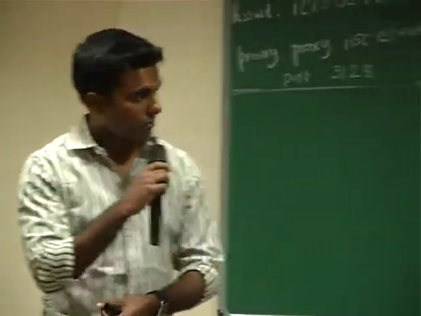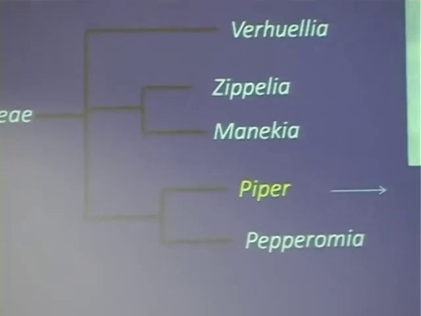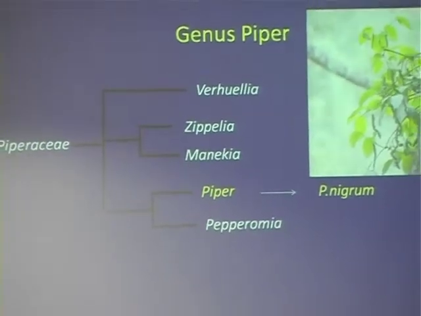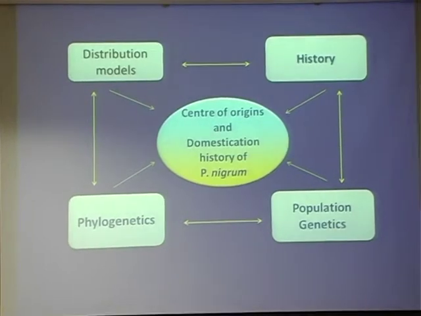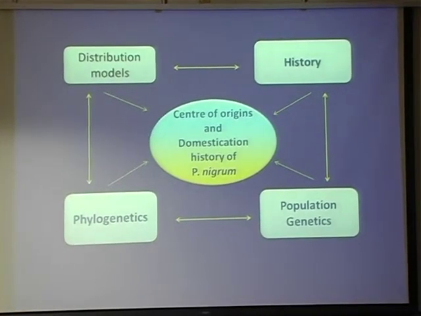For my PhD, I'm trying to trace the center of origin of Piper nigrum, which is black pepper, which belongs to the genus Piper and the family Piperaceae. This is a cartoon which depicts my central question and the different multidisciplinary approaches which I'm trying to use to trace the origin.